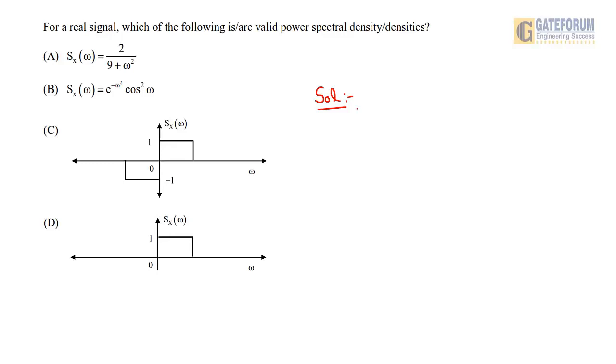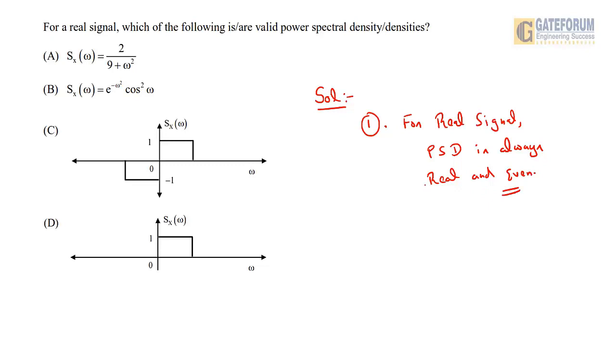Power spectral densities have certain properties. For a real signal, the power spectral density is real and symmetric. It is always real. Power spectral density is never a complex quantity. So the first property is: for a real signal, power spectral density is always real and even. That's it. This property itself will give you the idea of what the answer is going to be. Now I see this is a real and even function, so this is the right answer.